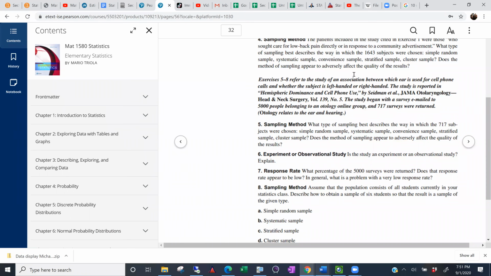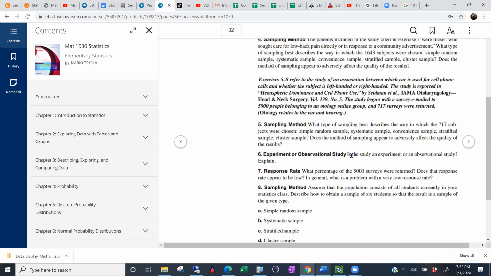Okay, so we got to look at a study of an association between which ear is used for cell phone calls and whether a subject is left-handed or right-handed. The study is reported in Hemispheric Dominance and Cell Phone Use. So what do you think? Problem number 6 asks, is the study an experiment or observational study? What do you think is going on here for problem number 6?